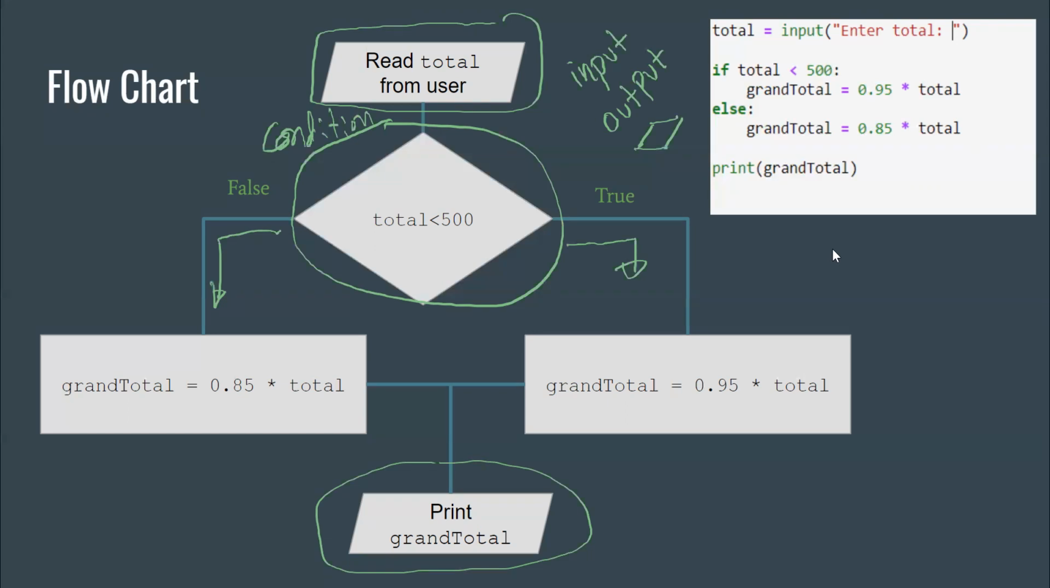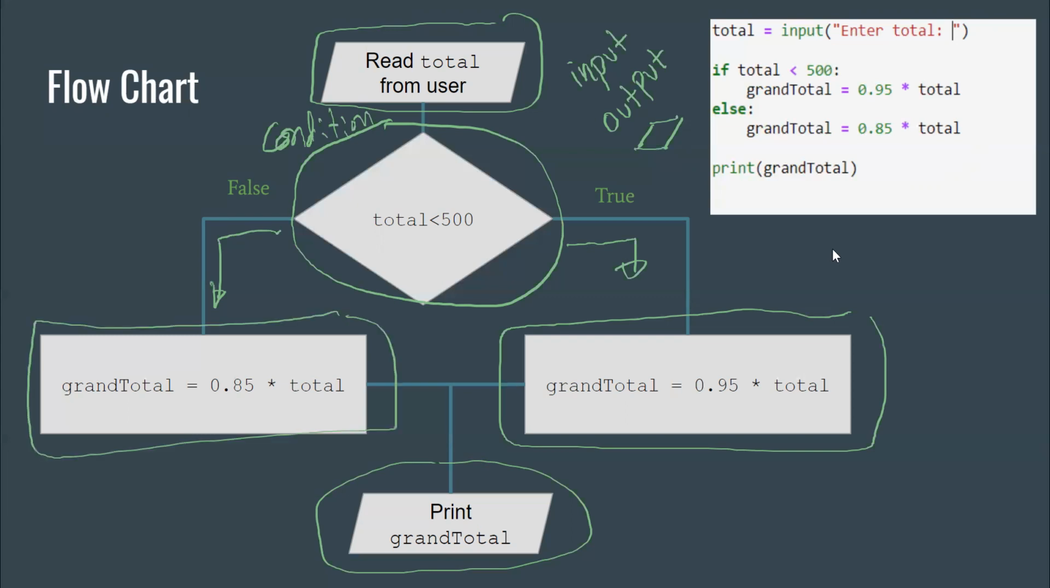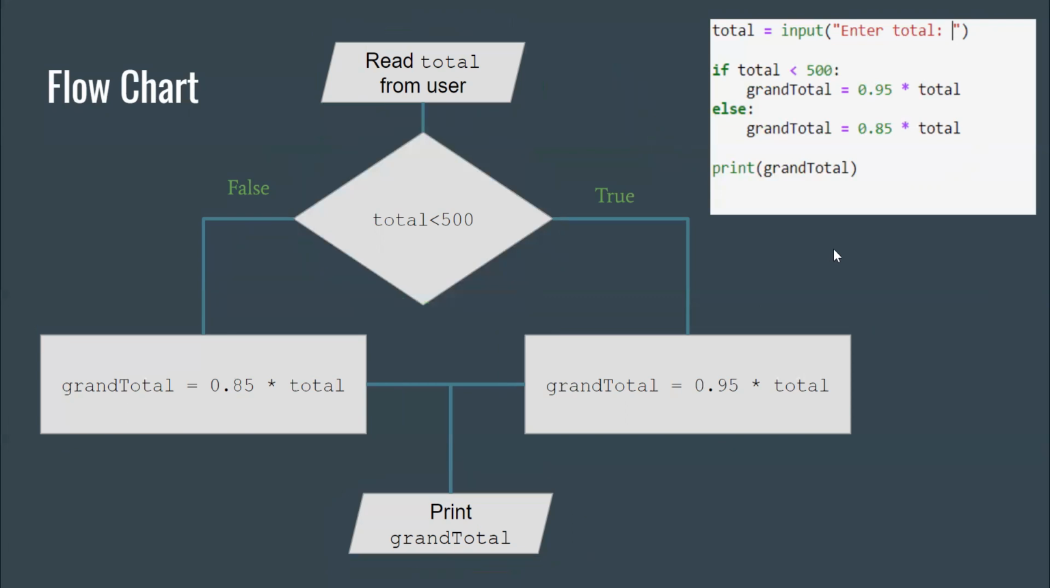The last element of a flowchart is this rectangle, where you will perform simple tasks like assignment or arithmetic operation. So we have the parallelogram for input and output. You will have the diamond shape for condition, and you will have the rectangle for any simple task.